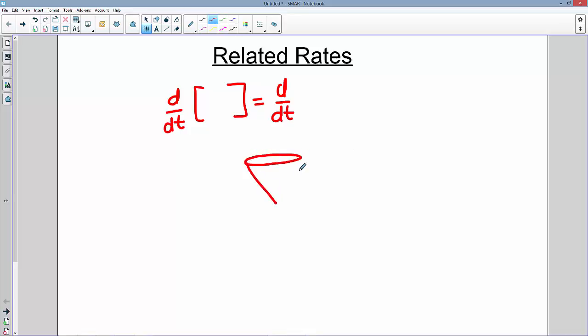So let me just draw a cup, and water is dripping out of the cup. And we want to know what that rate is, right? So that rate might be something like cubic inches. Let's say it's 3 cubic inches per second, which is actually a ton of water. It's a big cup. So 3 inches cubed per second.